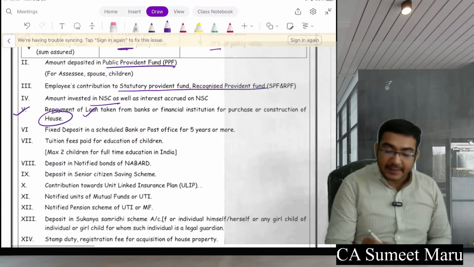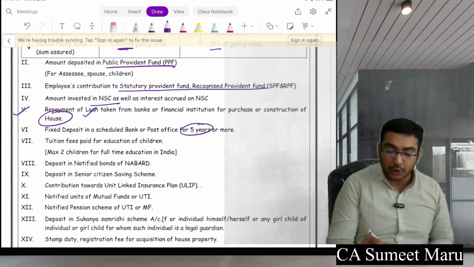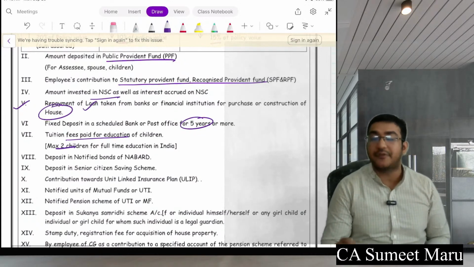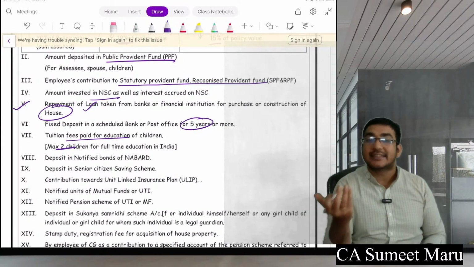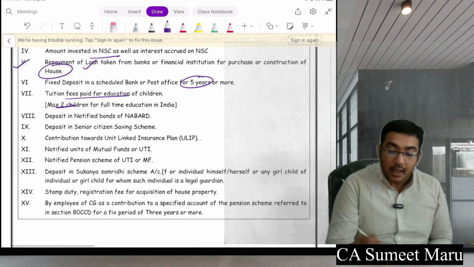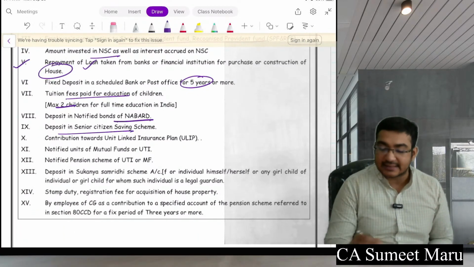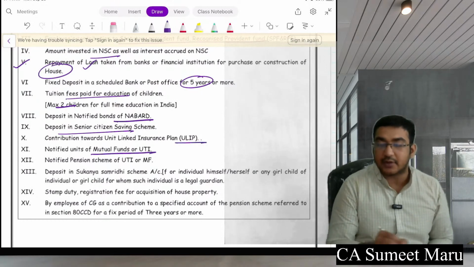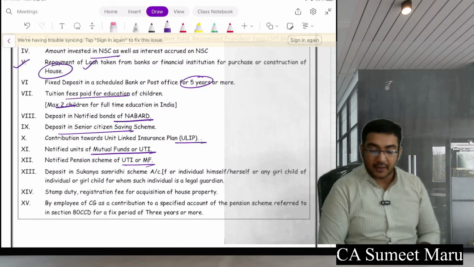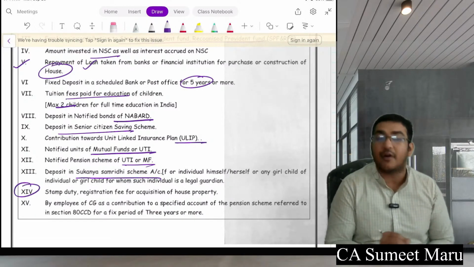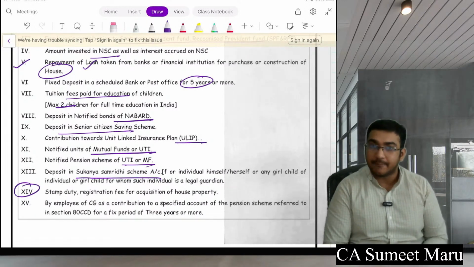Okay. Fixed deposit in a scheduled bank for 5 years or more. Tuition fees paid for education of children, maximum 2 children. Tuition means not the extra tuition, it's basically school fees. Notified bonds of NABARD, deposit in senior citizen scheme, ULIP scheme, notified units of mutual fund, UTI mutual fund, deposit in Sukanya Samriddhi scheme, stamp duty and registration fees of a house, even that is allowed as a deduction here.